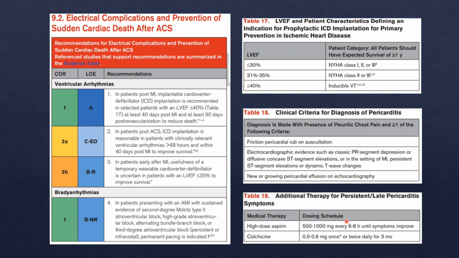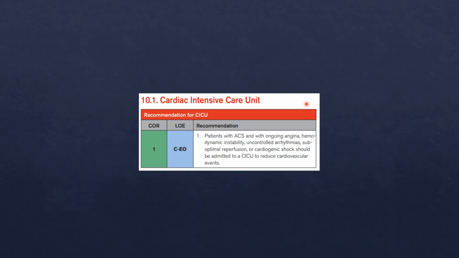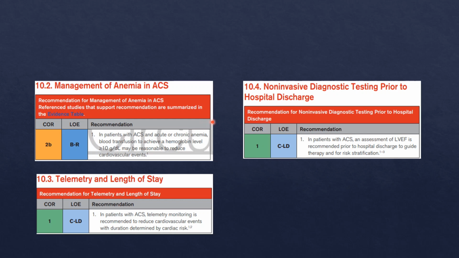ACS patients should be transfused blood to achieve a hemoglobin level of at least 10 grams per deciliter or more. It has a class 2B recommendation. Patients with ACS must be monitored in a telemetry monitoring unit. It has also got a class 1 recommendation, and prior to discharge, an LVEF must be checked.